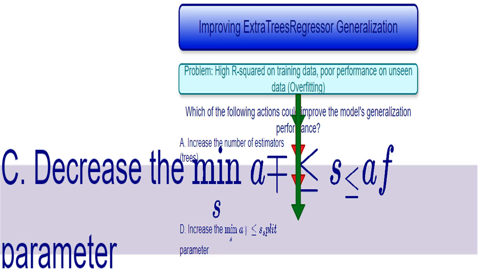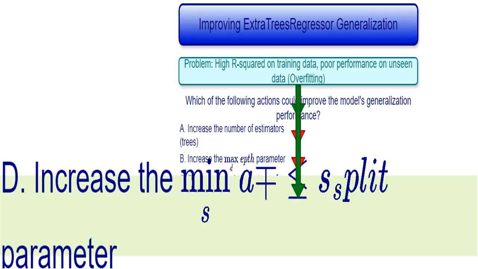Reducing min_samples_leaf lets trees make decisions based on fewer samples. This increases the model's complexity and makes it prone to overfitting. It's like basing a house's price on a few examples without considering the overall market conditions.